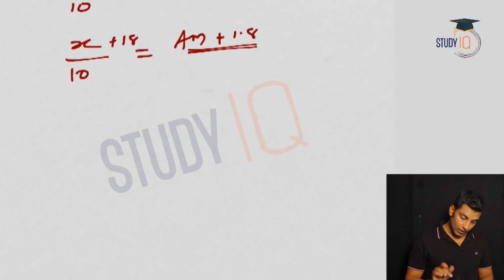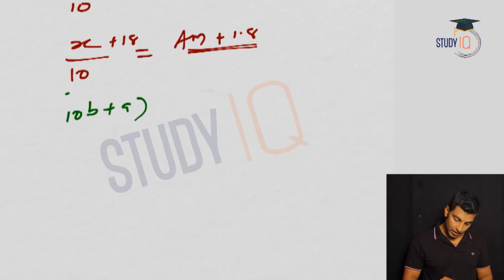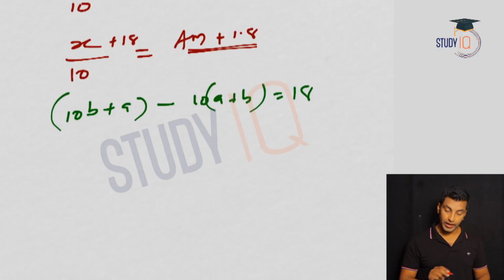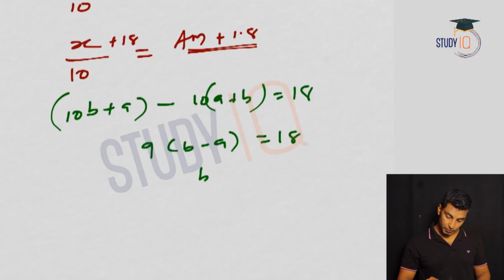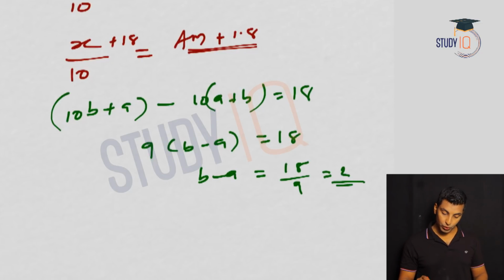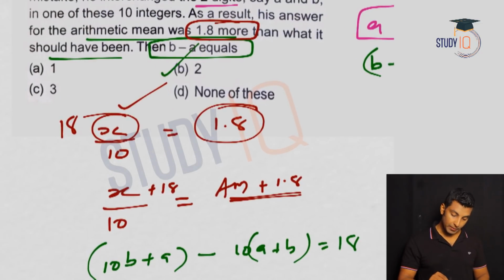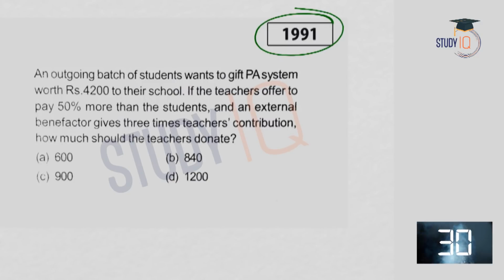Okay. Now, what is the situation? You can write it as 10b plus a minus 10a plus b is equal to 18. Okay. That means 9b minus a is equal to 18. So b minus a is clearly 18 by 9, which is equal to 2. So the answer for this question is B. Okay. How will you solve this?